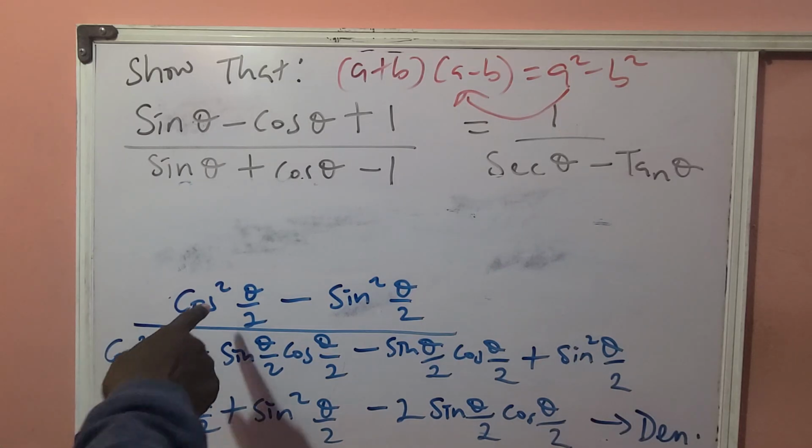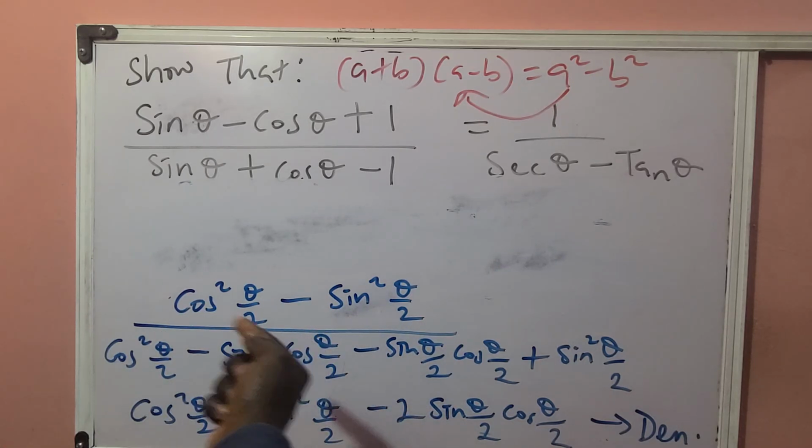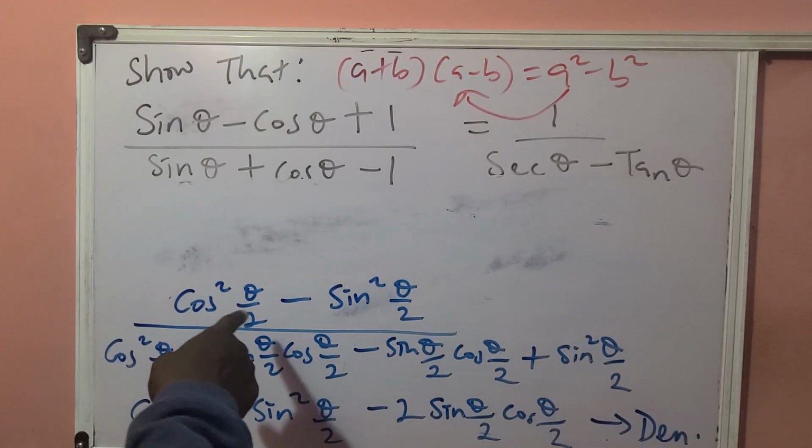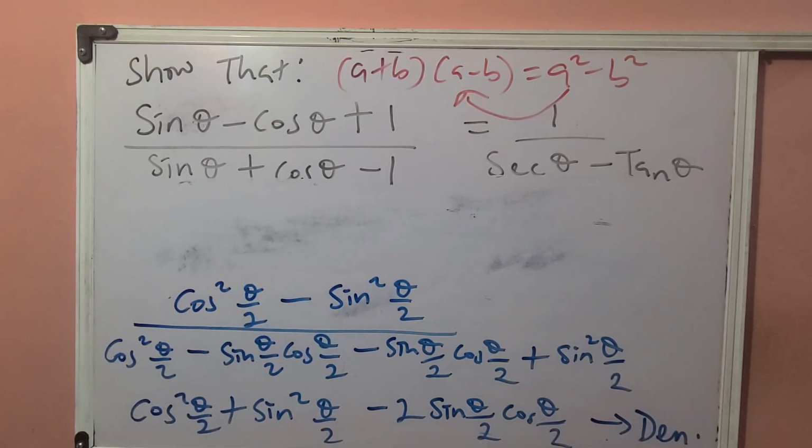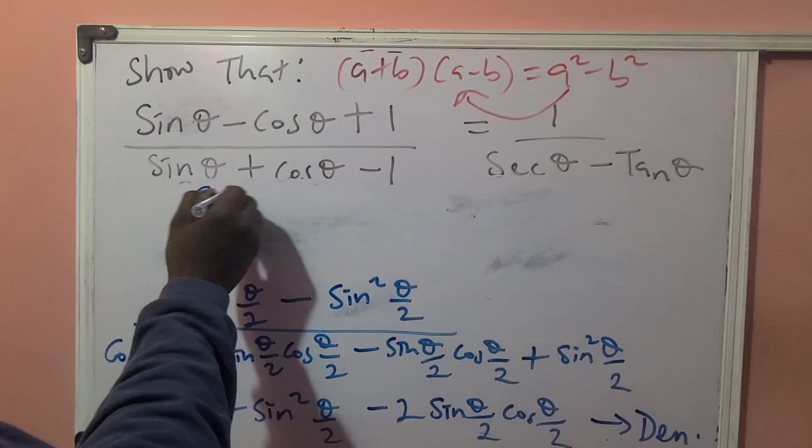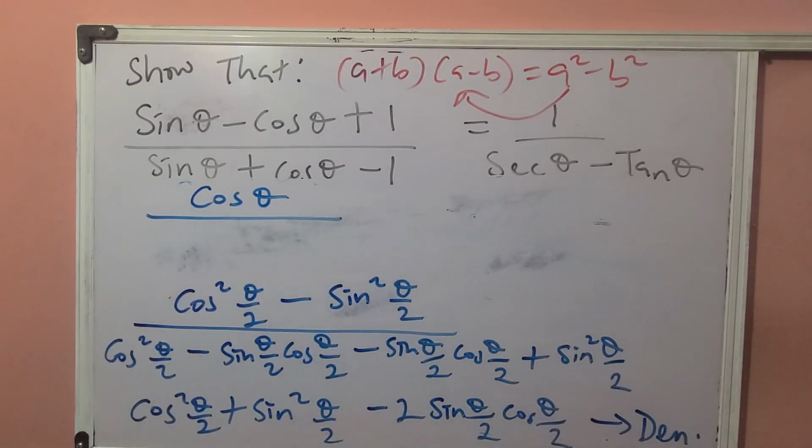Now, if you look at what we have here, if you look through on your identity, the one I just showed you some minutes ago, you would see that this function here is the same thing as cos theta. So I can write cos theta over, now this is our denominator.